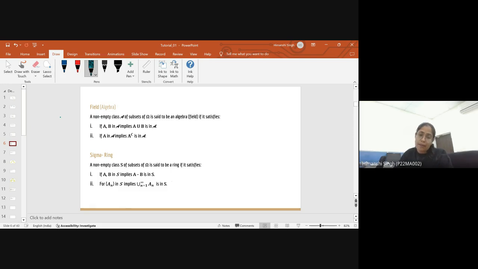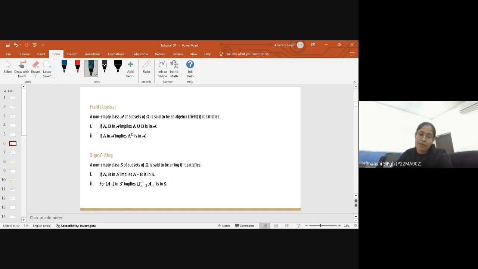So apart from ring, this field or algebra was defined. For any class of subsets of omega, algebra was defined to be the class for which, if any two elements of A are there, then their union should be there, and for any element A, its complement should be there. So it is basically closed under complementation and closed under union. Here we are taking the union of any two elements belonging to the class A. So it will be called algebra.